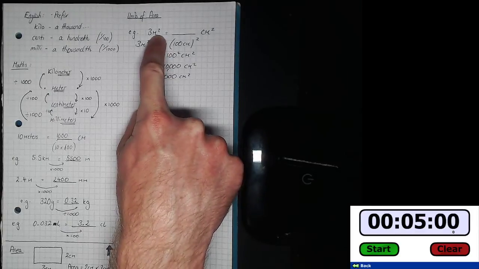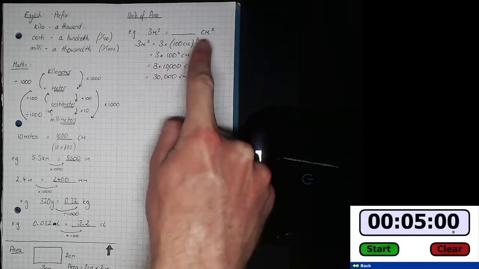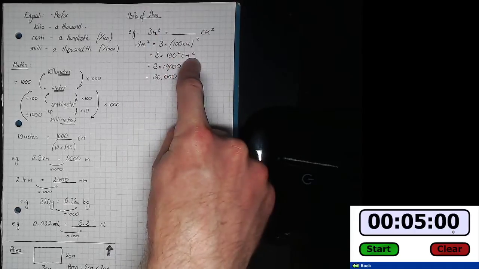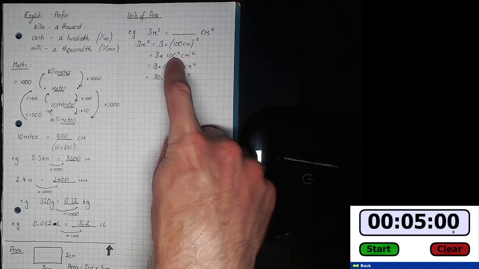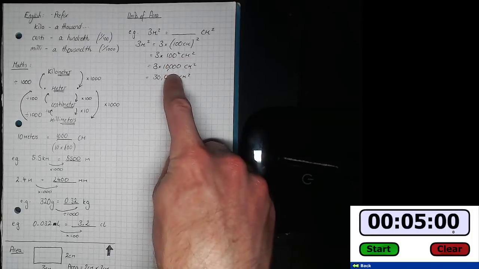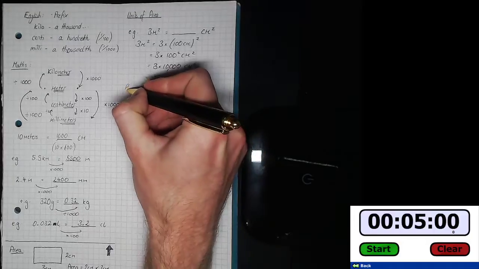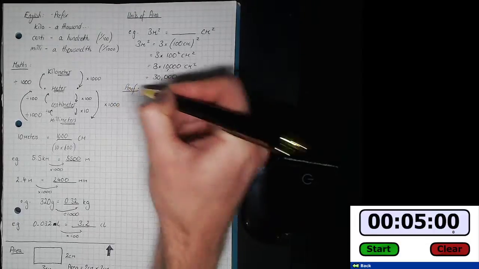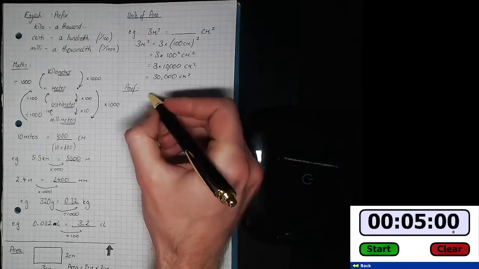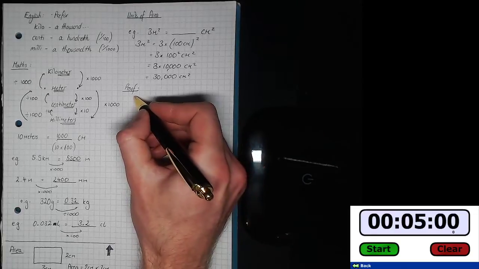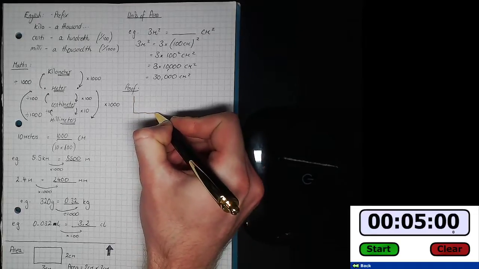Because of that squared there, not just our units get squared, but whatever we would normally multiply by also gets squared. And if you want some proof, we can actually prove that. We can think about it in terms of an actual shape.